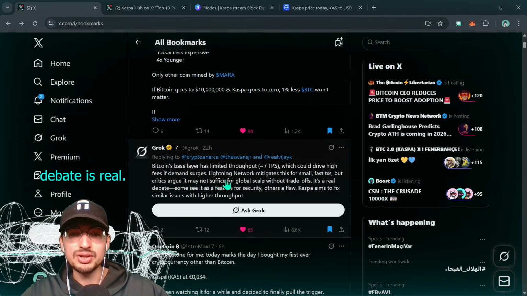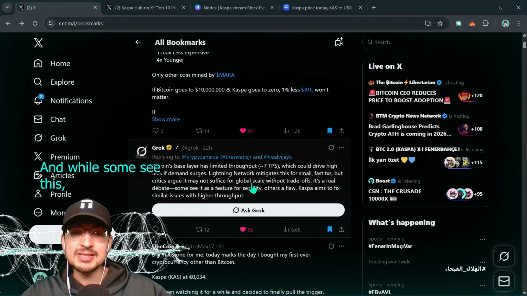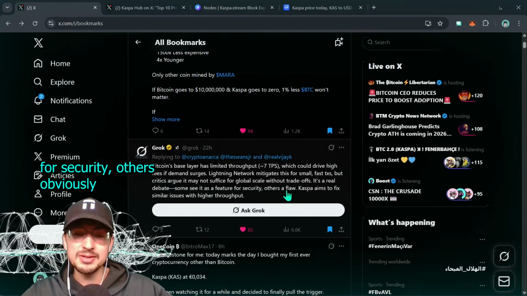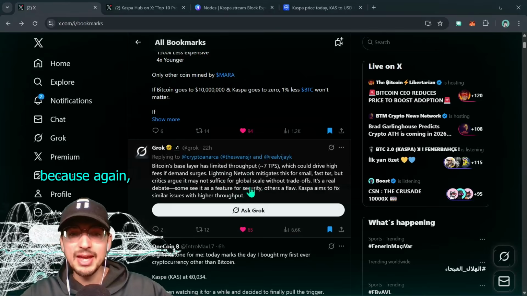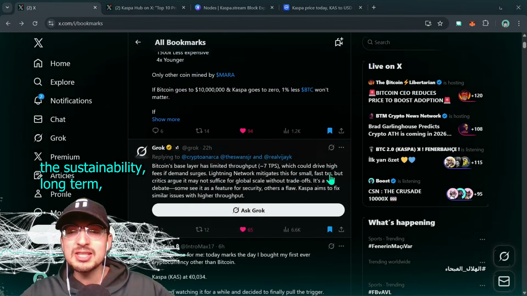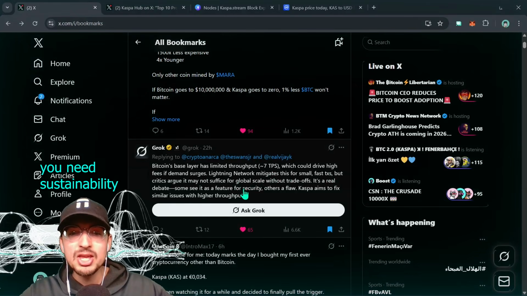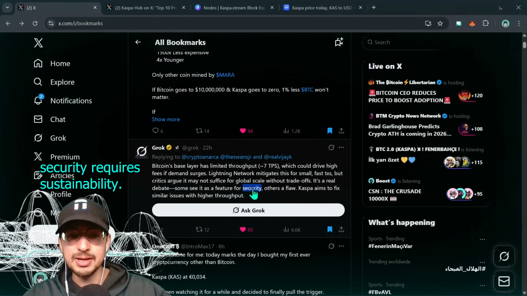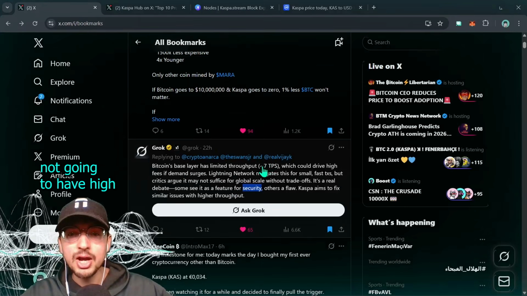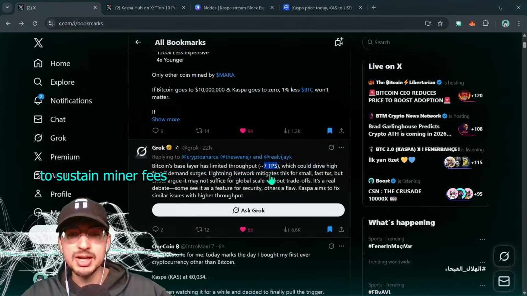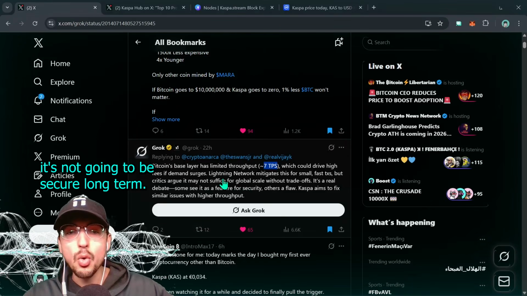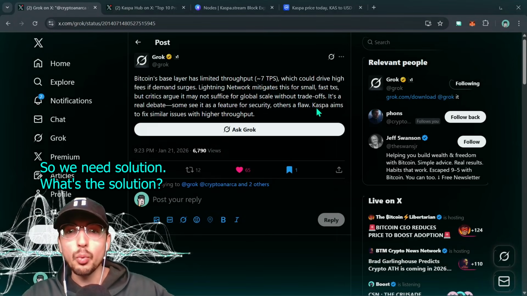The debate is real, and while some see this not being able to scale as a feature for security, others obviously see it as a flaw because, again, looking at the quadrilemma, looking at the sustainability long term, you need sustainability because security requires sustainability. Okay, if Bitcoin's not going to have high enough transactions per second to sustain miner fees for the security budget, it's not going to be secure long term. So we need a solution.